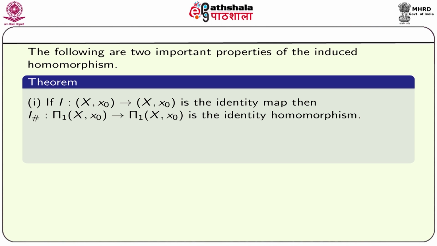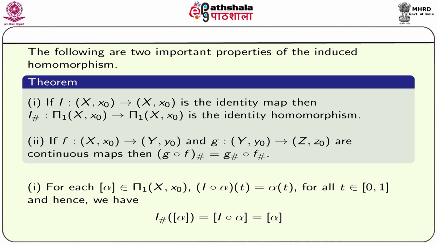Now, the following are two very important properties of the induced homomorphism. If we take I from X to X, the identity map, then the induced homomorphism I sharp from pi 1 of X, x 0 to pi 1 of X, x 0 will be once again the identity homomorphism. Now, we look at the proof of this: for each alpha taken from pi 1 of X, x 0, if we take the induced homomorphism I sharp evaluated at class alpha, then that is equal to the class of the identity function composed with alpha, and once again that is class alpha. So, I sharp is the identity homomorphism.